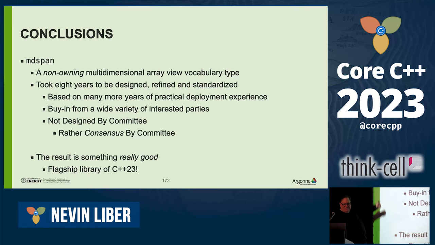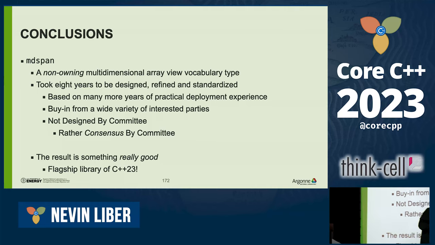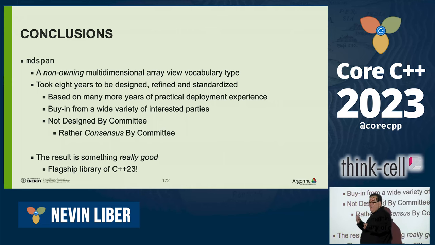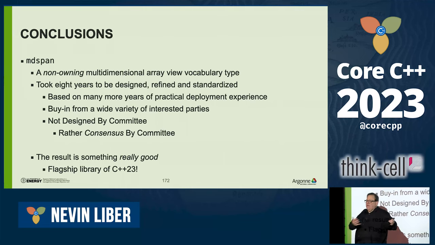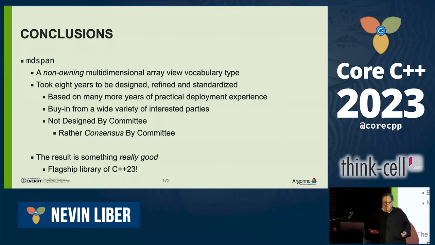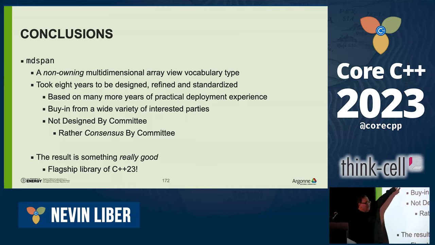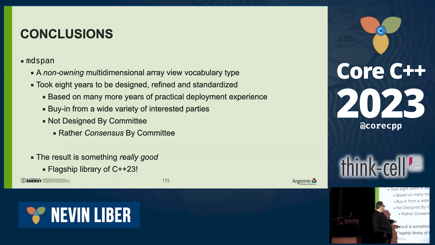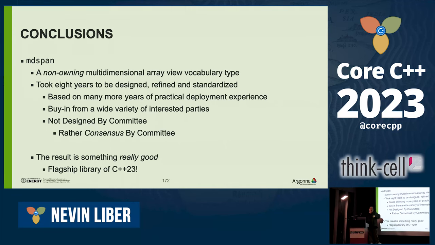So yeah, not only multidimensional, it took us 8 years. It's not designed by committee, it's consensus by committee. The committee votes, and it's not that people are wrong, it's that we all have different viewpoints based on what we work on. And so it's trade-offs, and we're trying to figure out what the correct trade-offs are for things. And it's also based on many years of practical deployment experience from Kokkos. And we got buy-in from a lot of different places.